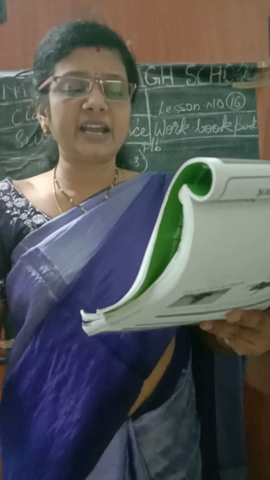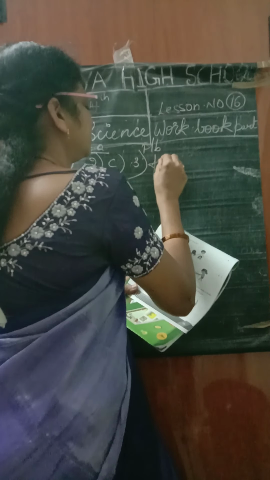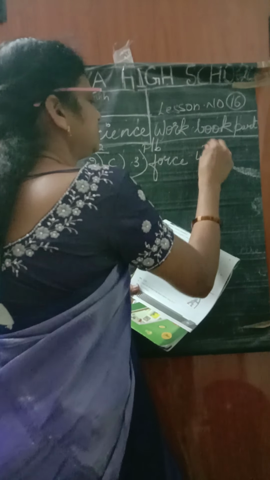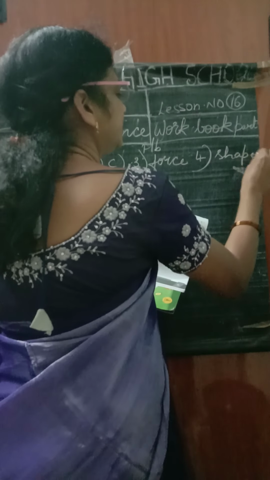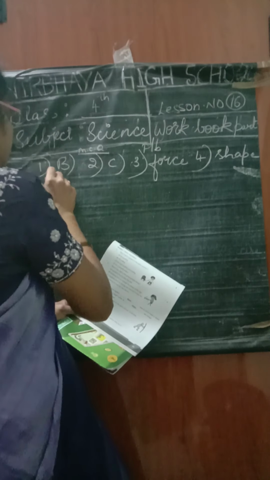The third one. Depending on the applied dash, objects move faster or slower. What is the answer, children? Yes, it is force. The fourth one, children. If we press against a plastic bottle, its dash will change. What happens? It changes its shape. And the next one is the fifth one, children. It is a very short answer question.